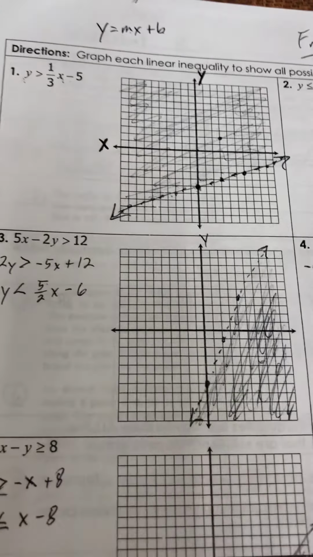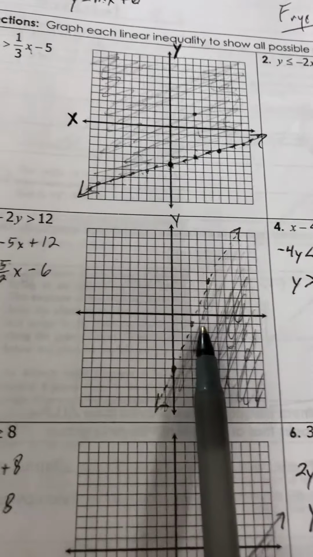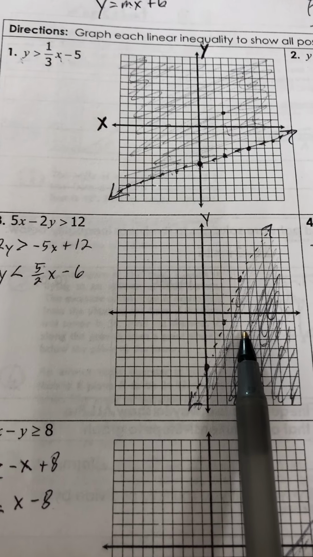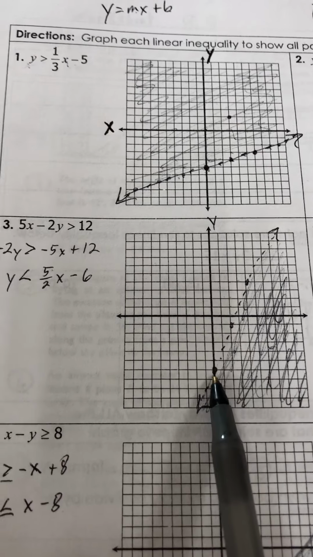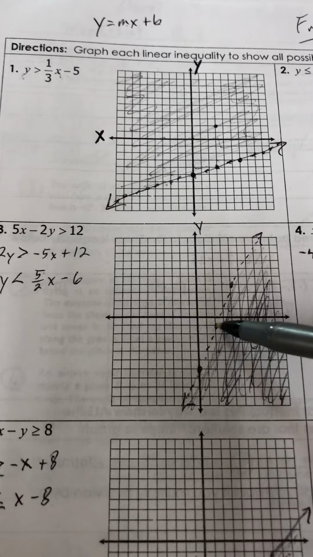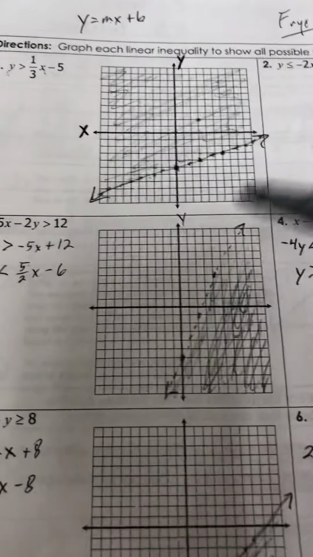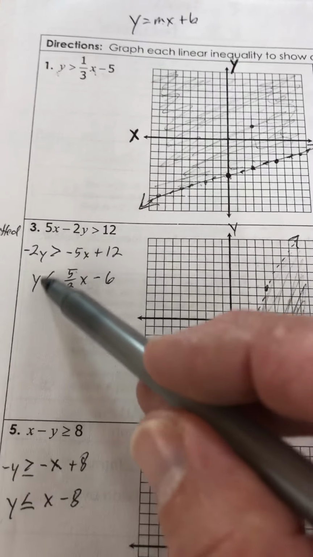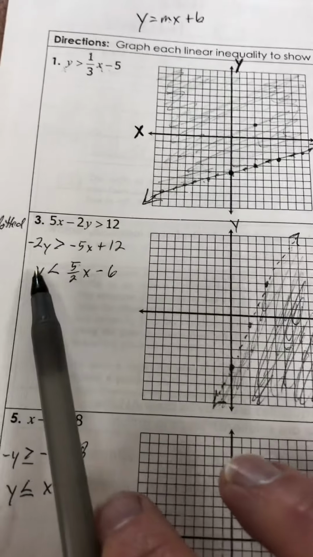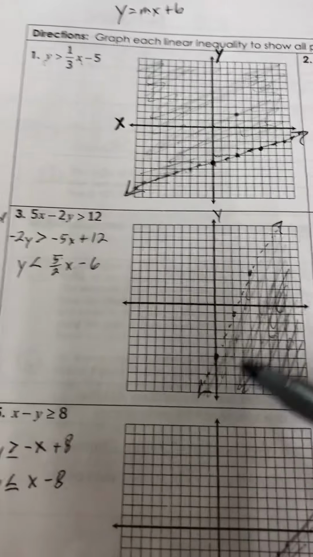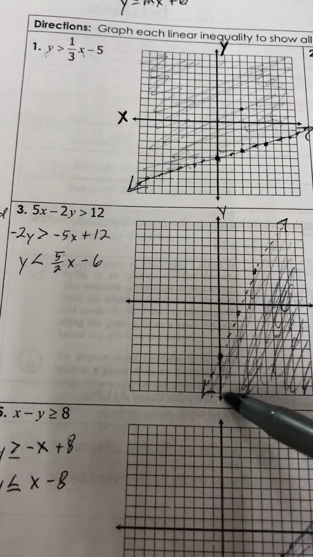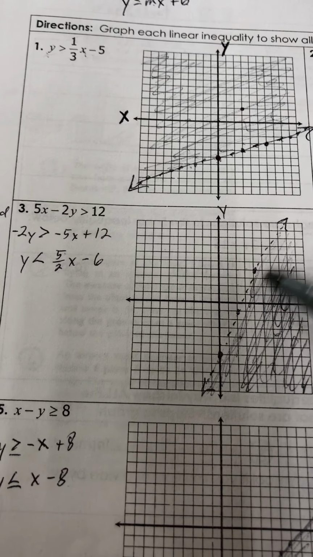All right, so that gives me this graph right here, because I go to -6 on the y-intercept, and I'm going up 5/2. So I go up 5/2, up 5/2, up 5/2, and so on. It's a dotted line because it can't equal it. It can't equal anything on this line, but it's everything y is less than. So just take a look at your y-axis, and less than this point would be down here. So it's everything below the line.